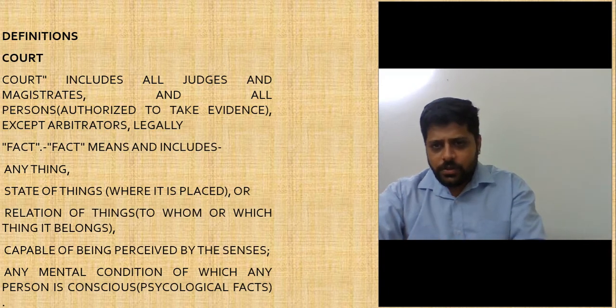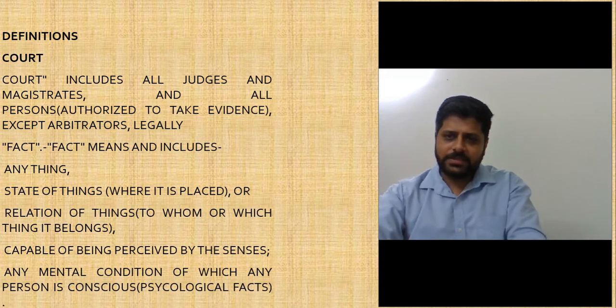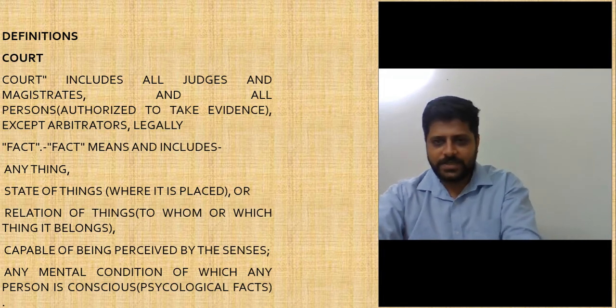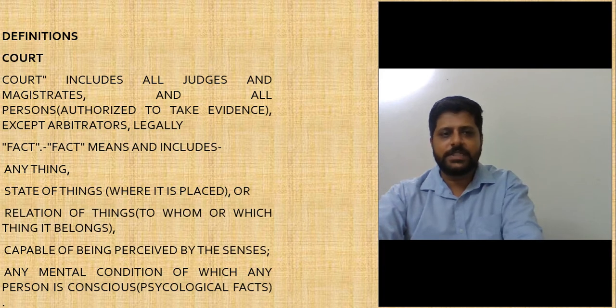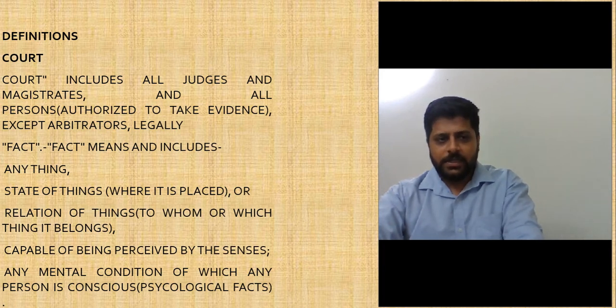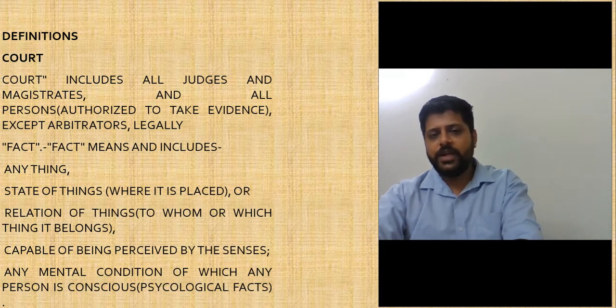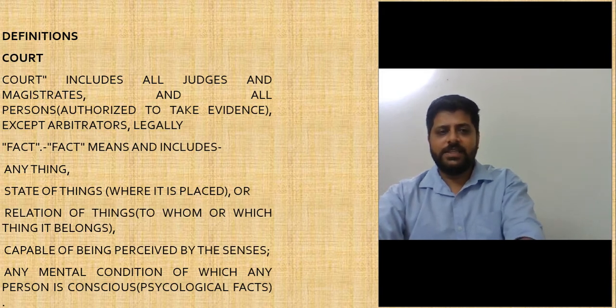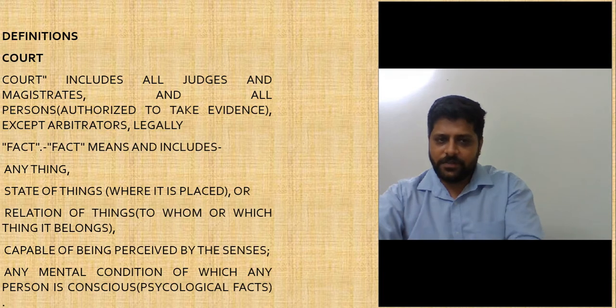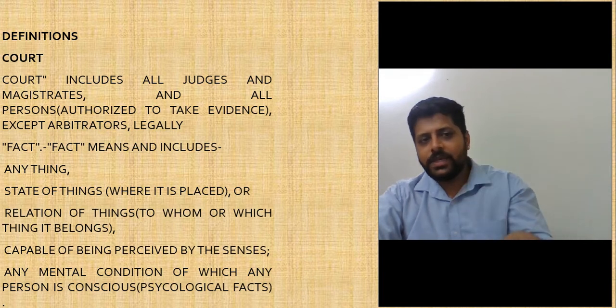Okay, so now you will see in the definition of facts there are two kinds of facts. One is physical facts and one is psychological facts. And you'll see the third point, which is capable of being perceived by the senses, can be included in the psychological fact. So you see that anything or state of thing, it means about the thing only.